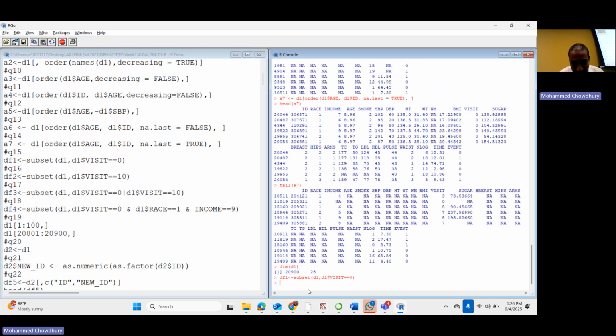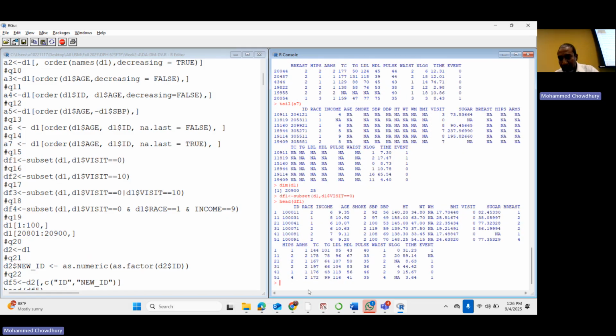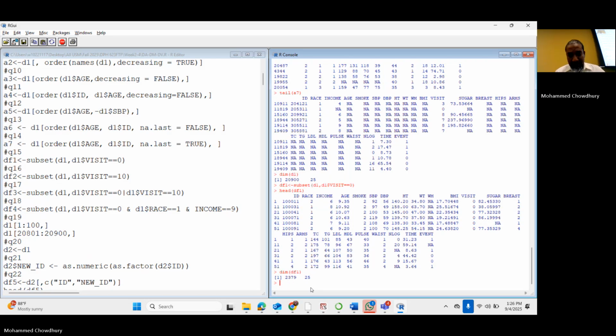Now take a look at the head of df1. The visit is always 0, right? Visit equal to 0. Now take a look at the dimension of this one, which is 2379. If I put df1 here, I see 2379. So these people have only 0 visit. 0 visit means first visit.